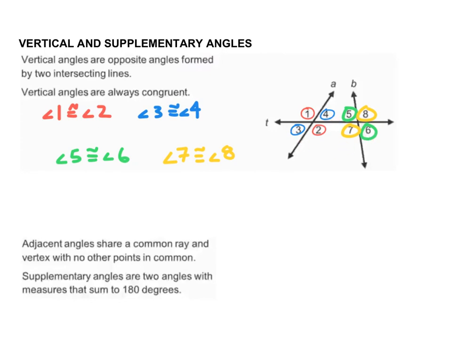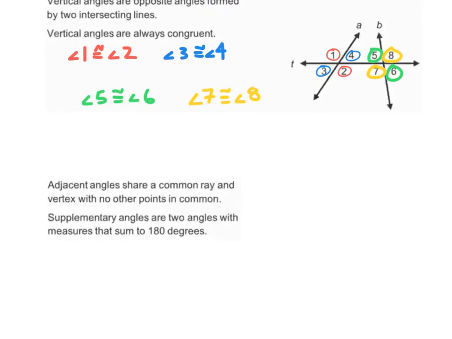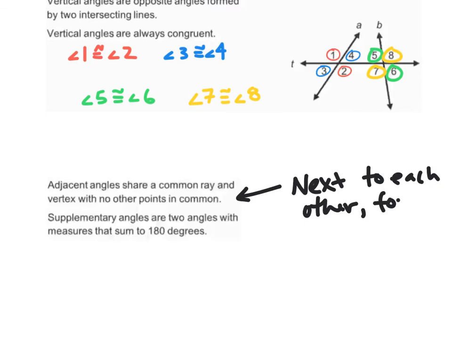The next one is supplementary. Supplementary is a word that is going to reappear all throughout your math career if you're talking about geometry. These are adjacent angles, sharing a common ray and vertex with no other points in common. Supplementary angles are two angles with measures that sum up to 180 degrees. So one thing that I say to talk about what a supplementary angle is that they are next to each other and they form a line. Two angles that form a line.